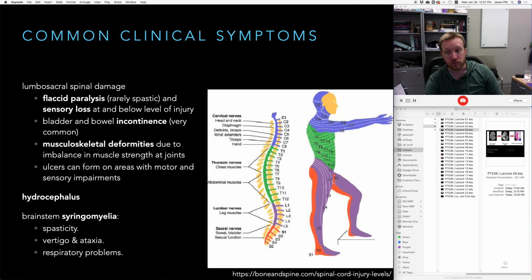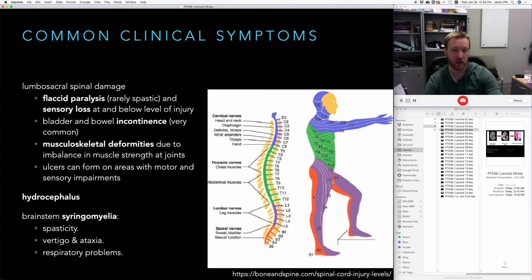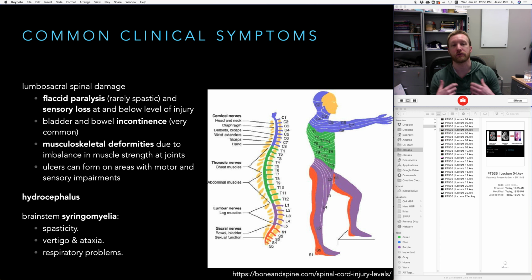So at the level of the lesion, we'll see flaccid paralysis. In other words, weakness or inability to move, without an increase in muscle tone. And that's because at the level of the lesion, we've killed off the neurons. We've killed off the lower motor neurons so they can't innervate the muscle. The muscle can't have any tone. Below the level of the lesion, you can see some spastic paralysis where there's an increase in muscle tone. But at the level of the lesion, flaccid paralysis. And of course, sensory loss below the level of the lesion too.